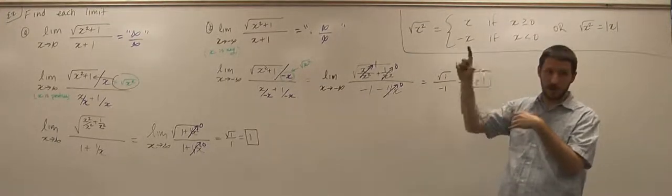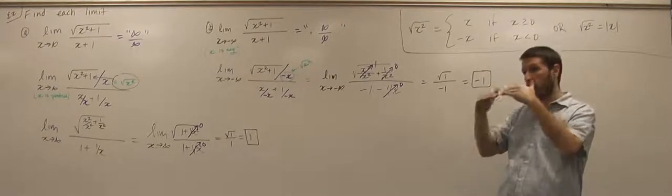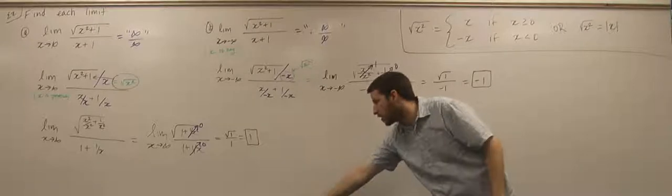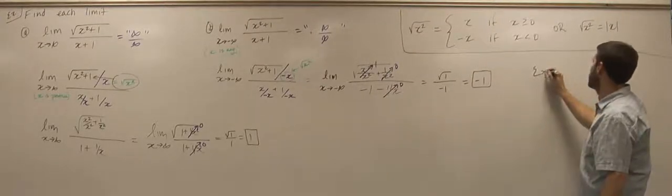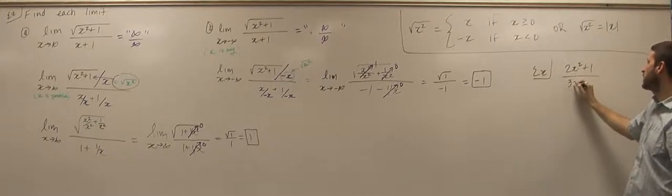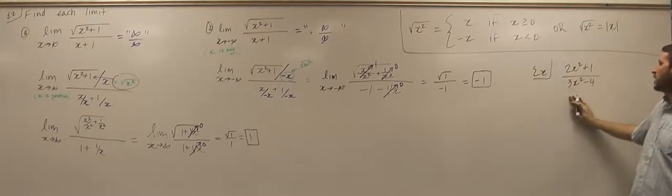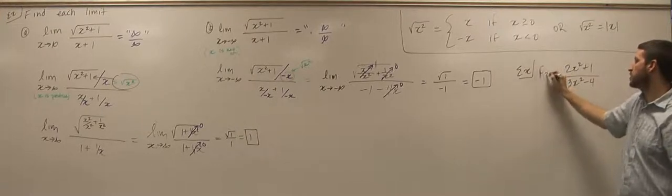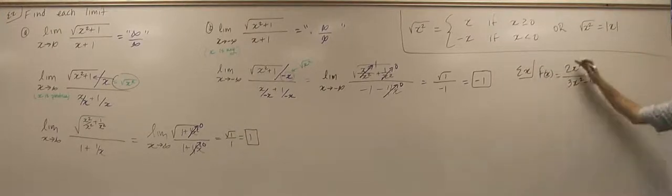All rational functions, polynomial over polynomial, have one horizontal asymptote if they have a horizontal asymptote at all. Like this function, for example, 2x squared plus 1 over 3x squared minus 4 has a horizontal asymptote at 2/3, the ratio of the leading coefficients.